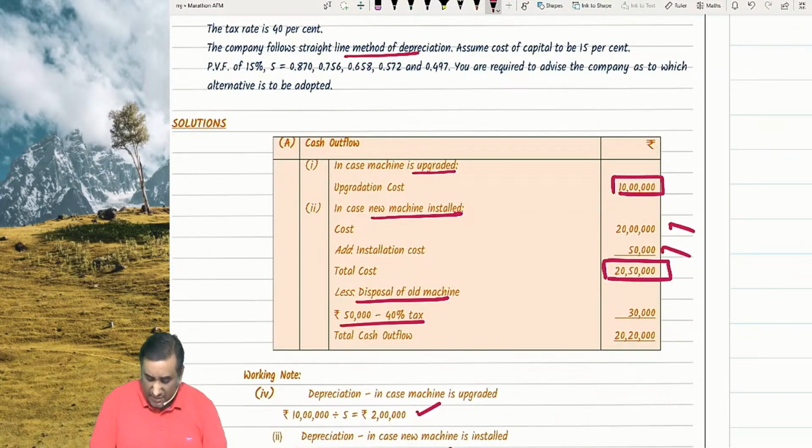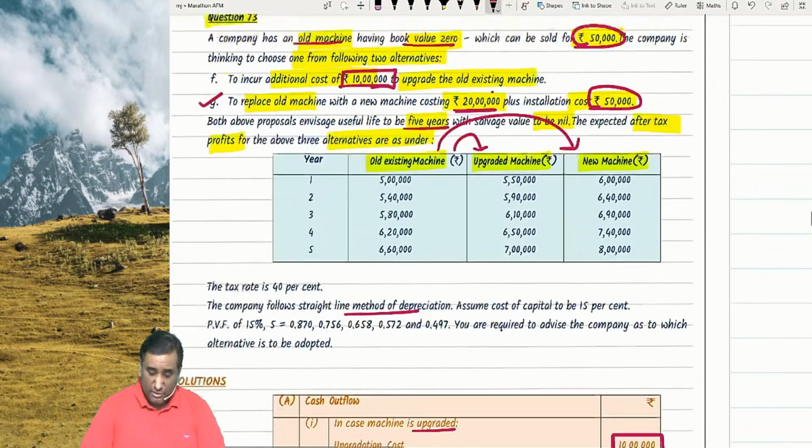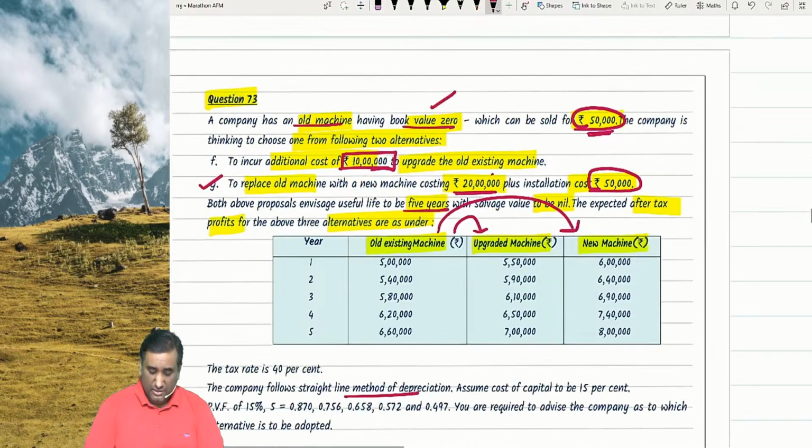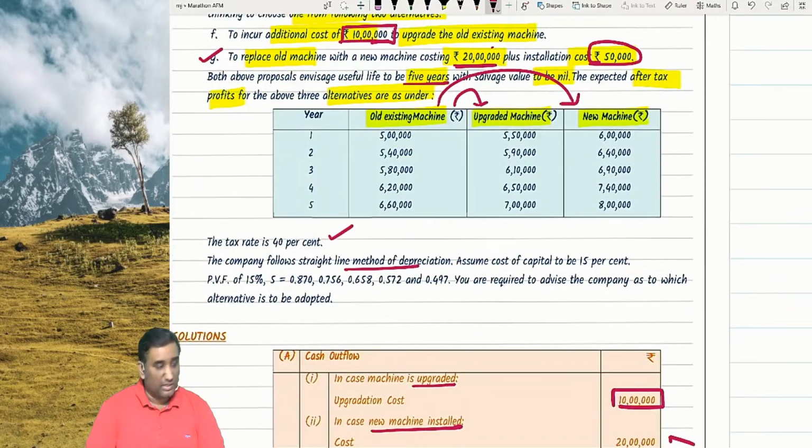Sir, why has he subtracted tax of 40%? Book value was 0. Please be careful in the exam. Tax is not applied on sale as such. Tax will only be applied when your book value is 0 and there is a capital gain. Suppose it had a book value, then you look at book value and market value, and accordingly you take a call. Since this book value was 0, and you're selling for 50,000, it will be liable for tax at 40%.